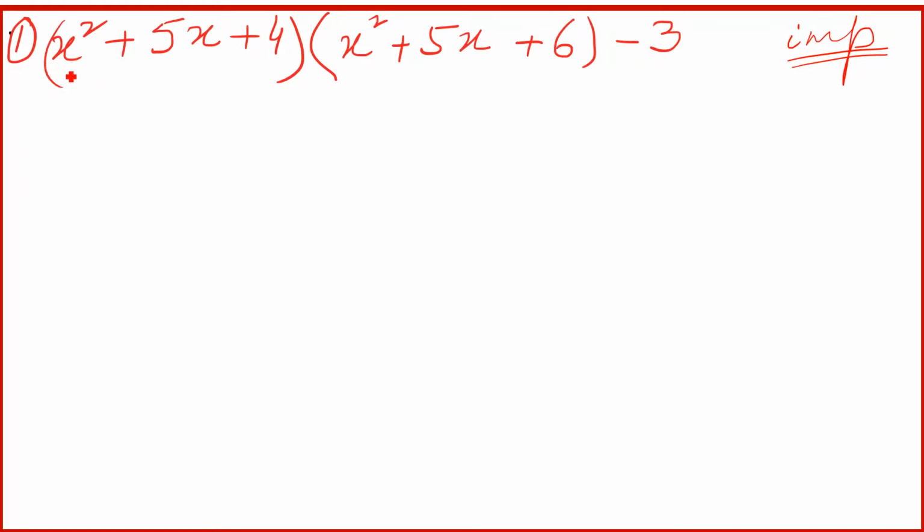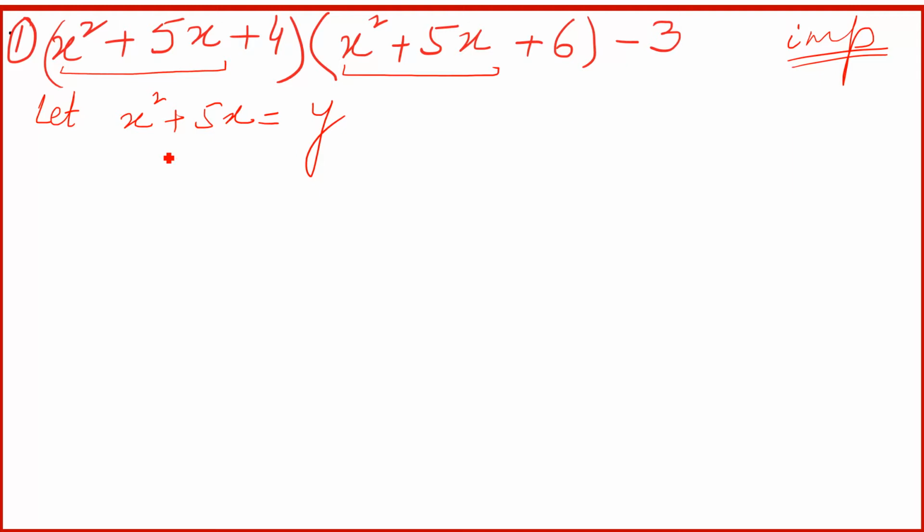See, in the first parenthesis we have x² + 5x. In the second parenthesis we have the same x² + 5x. So we will suppose x² + 5x is equal to y. We can write any variable, suppose you want to write s, z, t, u, whatever. So wherever we have x² + 5x in this question, we will put y.